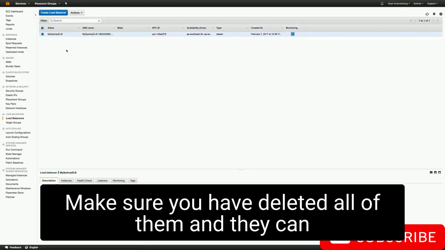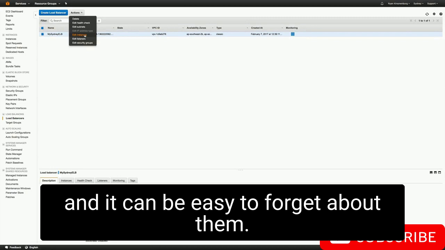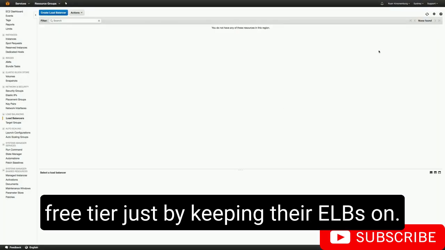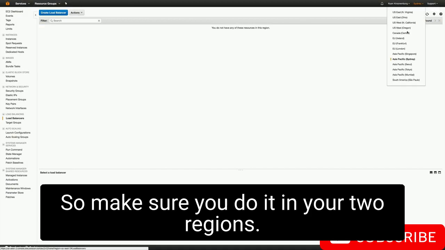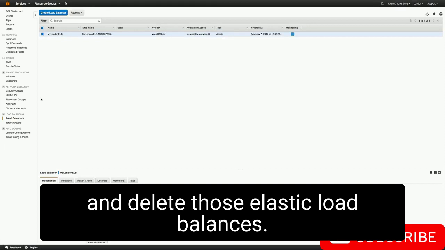Make sure you have deleted all of them, and they can be difficult to see, and it can be easy to forget about them. So a lot of people do go over free tier just by keeping their ELBs on. So make sure you do it in your two regions. Go ahead and delete those instances and delete those elastic load balancers.